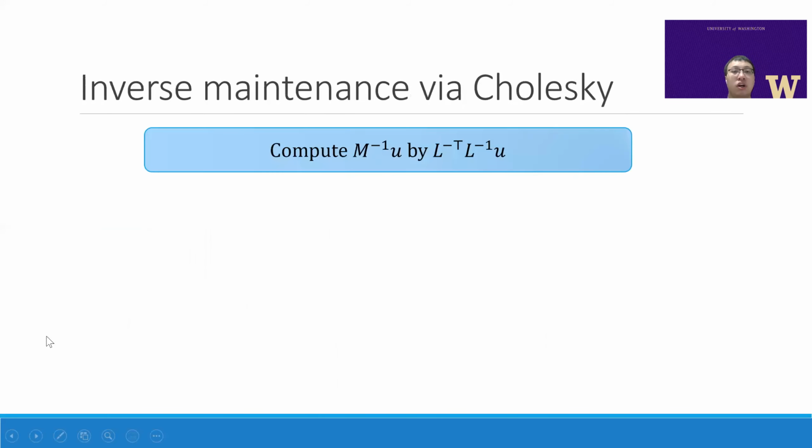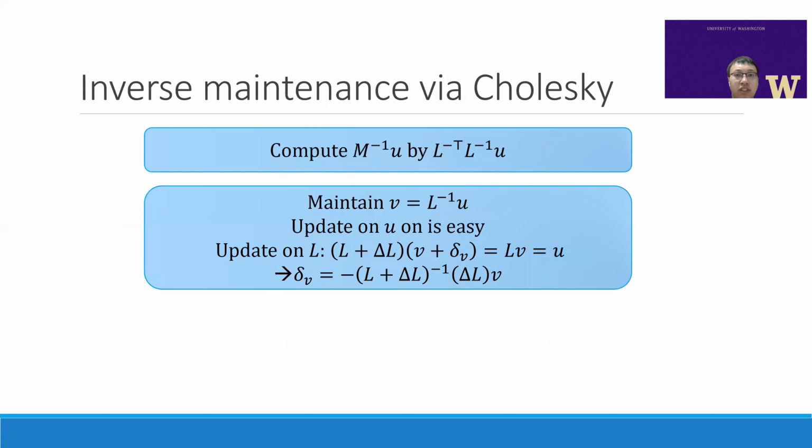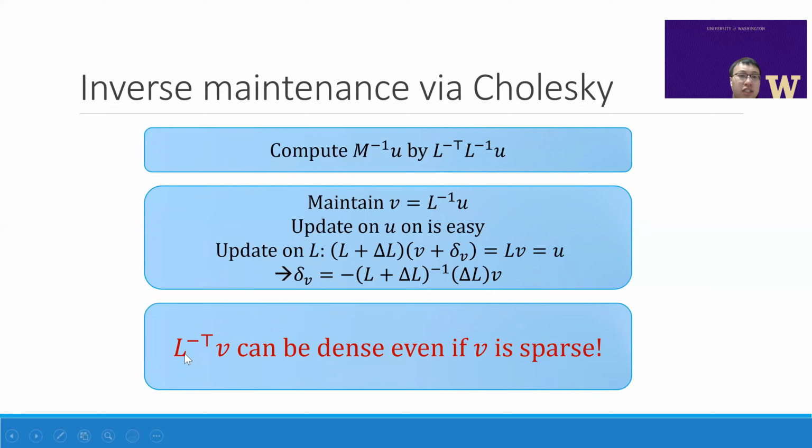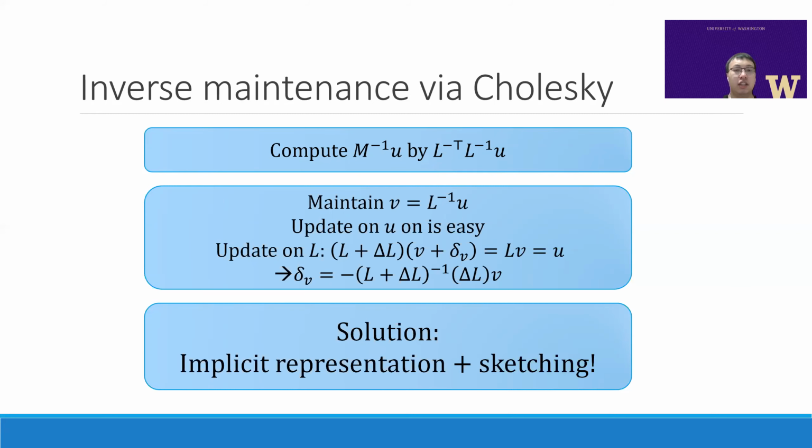Recall, our goal is to compute this linear system using the Cholesky decomposition. And we know that it's very easy to compute L inverse U. We can directly maintain the update using the following formula. However, computing L inverse transpose is still very hard because L inverse transpose can be dense even if V is very sparse. Our solution to this problem is implicit representation with sketching techniques.